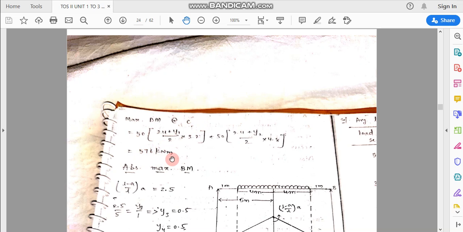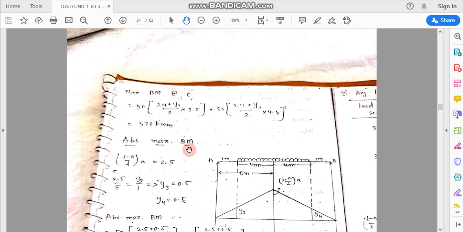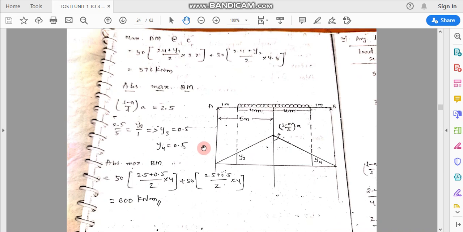So 5576 kilonewton meter. Now the absolute maximum bending moment is nothing but the UDL should be placed in such a way that the centroid of the UDL and the center of the beam coincide. So I am placing it entirely at the center of the beam. The entire span of the UDL is 8 meters, so it should be 4 meters here and 4 meters here, equally distributed on span AC and BC. So you got 600 kilonewton meter. Simplification is very simple. Once you see the notes, you will get the values.